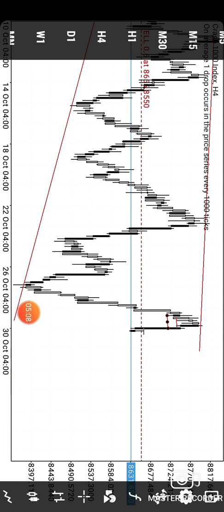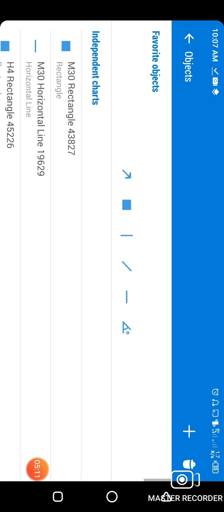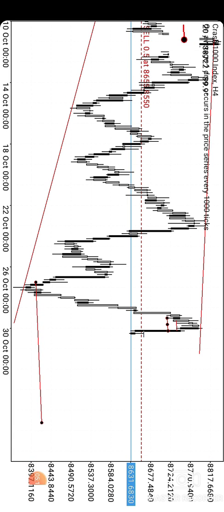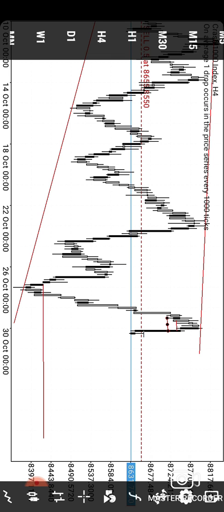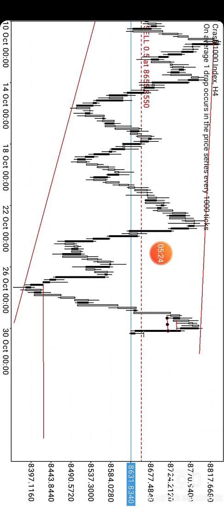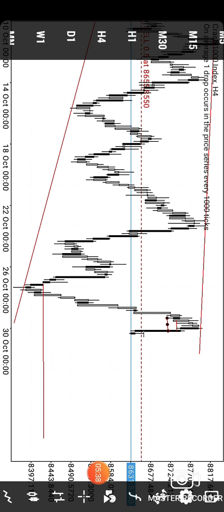Price can sell to this zone. Let me use this. Price can still sell to this zone here before there will be a reaction. So we can still expect more selling pressure from the market, because from the price action we've studied, we know that the market is respecting this range. We know that the market is respecting this 4 hours range. So this is what forms the basis of our speculations or analysis.